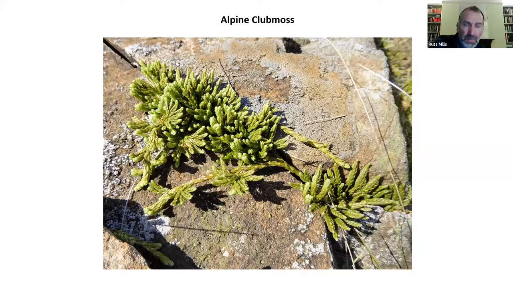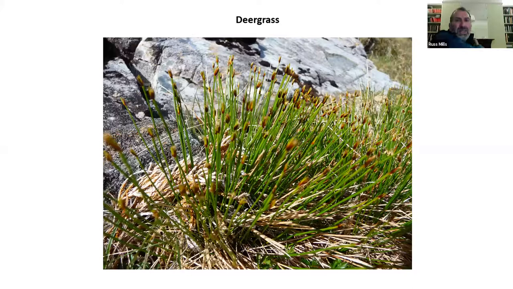And this is deer grass. Deer grass is one of those plants that does cross a lot of these boundaries, so you'll find it at all different levels. It's typified by being clump forming, a very hard grass with little brown seed heads on the end of little rounded stalks.